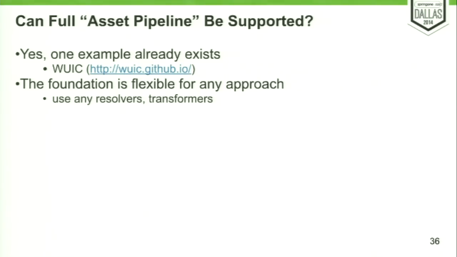All right, here's the solution. If you look at the actual integration that's in the framework now, it's basically 3 classes that are pretty straightforward. They just implement a resource resolver, a transformer, and I think they do something in the resource URL provider. It is possible to take Java build tools or runtime tools for optimization and build them on top of this foundation.